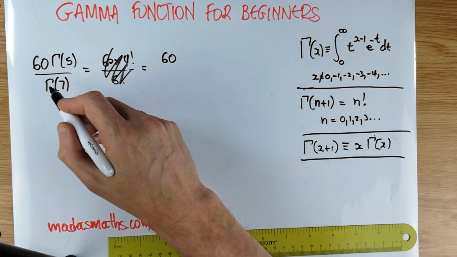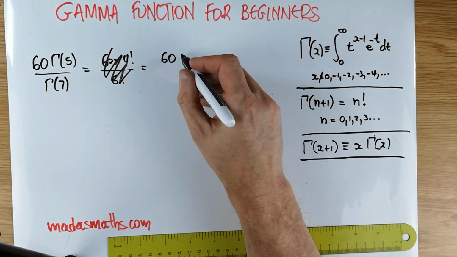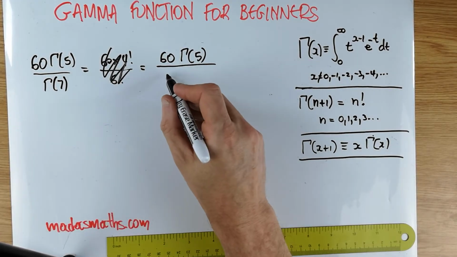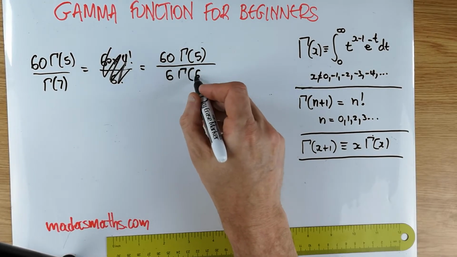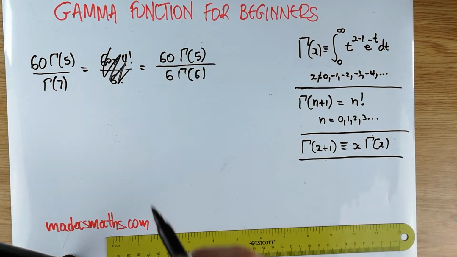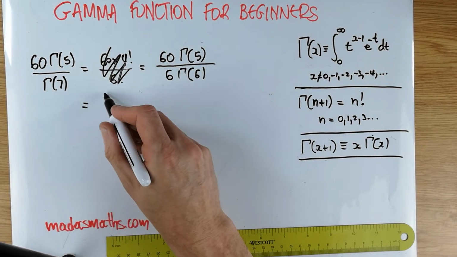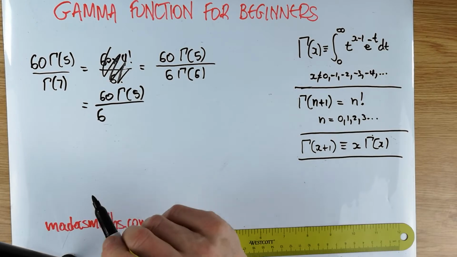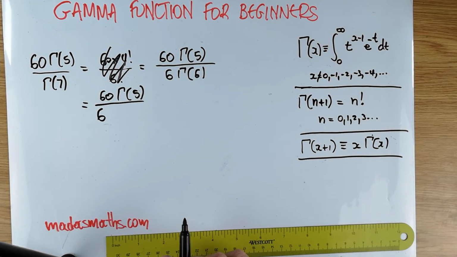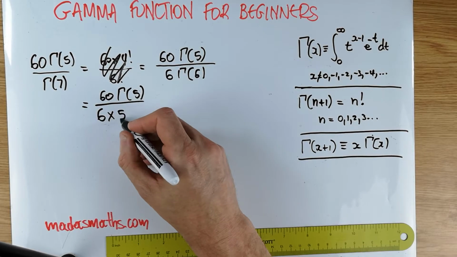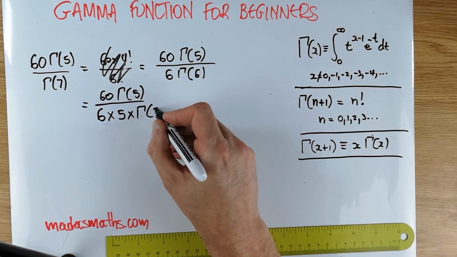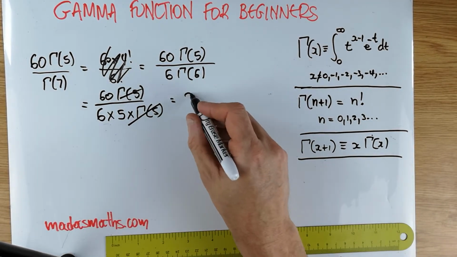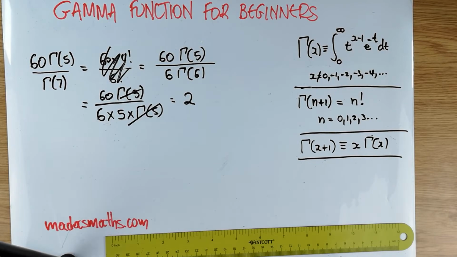I'm going to say, look, this is a bigger gamma, so I'm going to reduce this gamma of 7 down. So 60 gamma of 5, and the gamma of 7 is 6 times the gamma of 6, using of course this relationship here. I can continue further: 60 lots of the gamma of 5 over 6. That's that 6 there. Perhaps I should have cancelled some of that already. And the gamma of 6 is of course 5 lots of the gamma of 5. That's finished now, because this will give us 60 divided by 30, and the answer to this particular one should be 2.